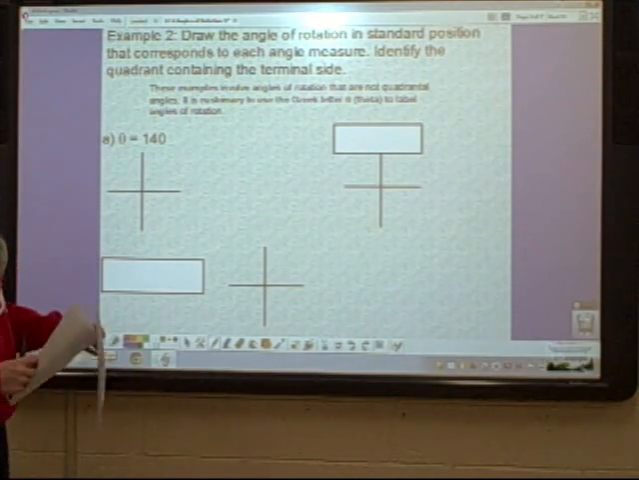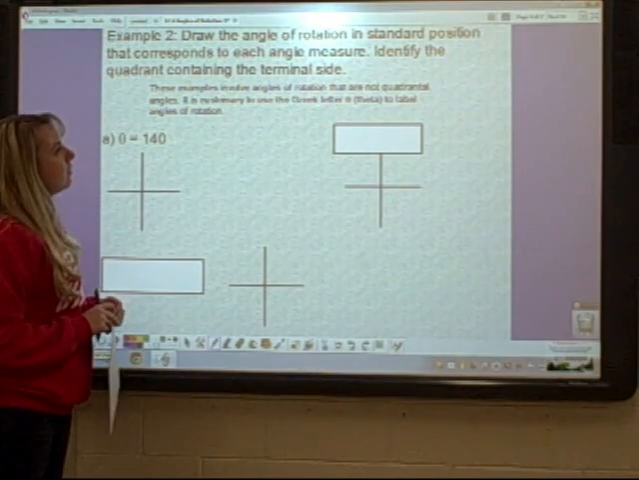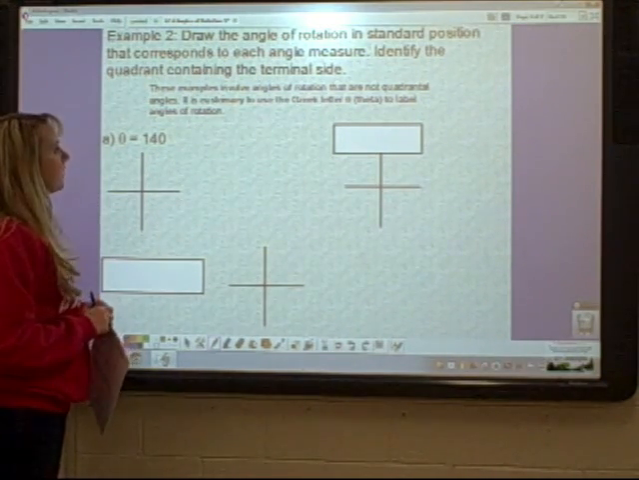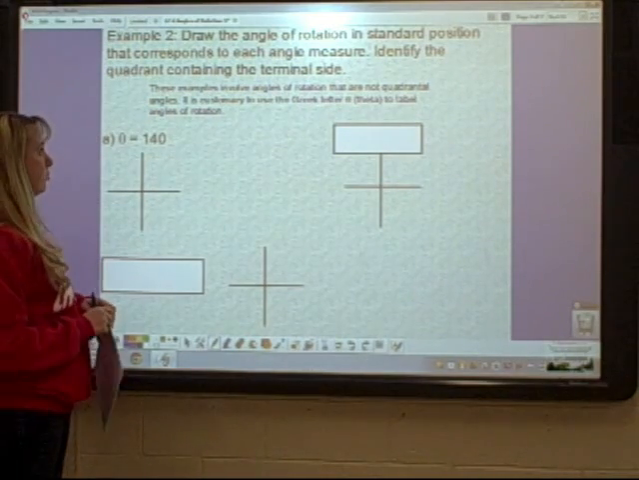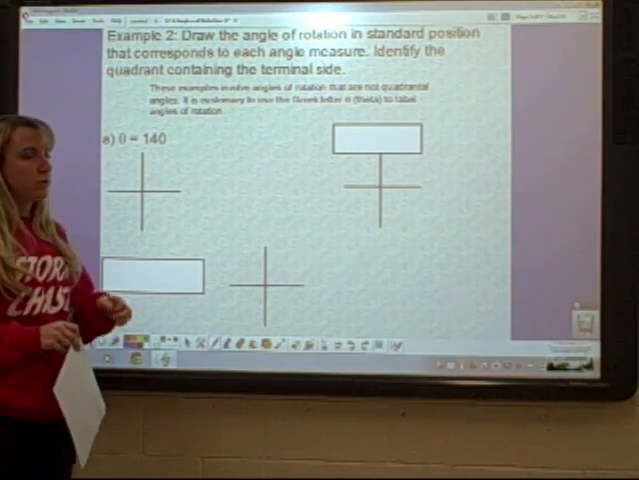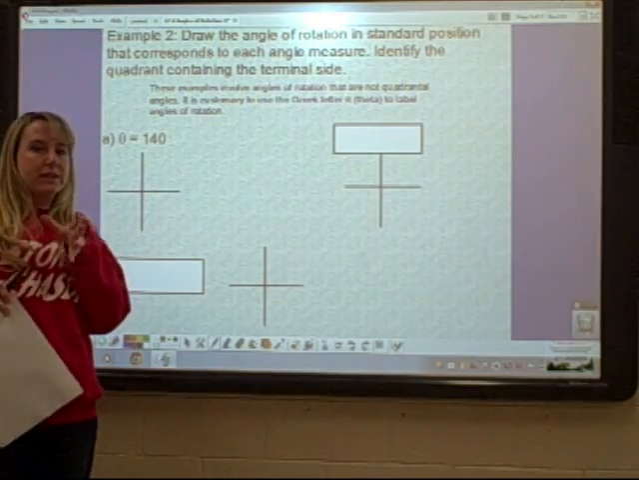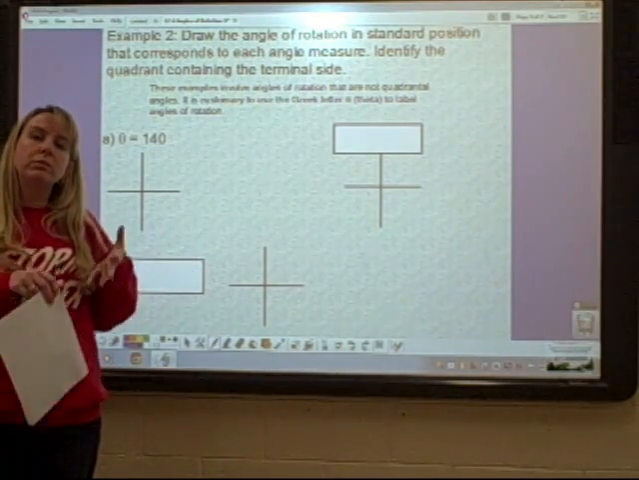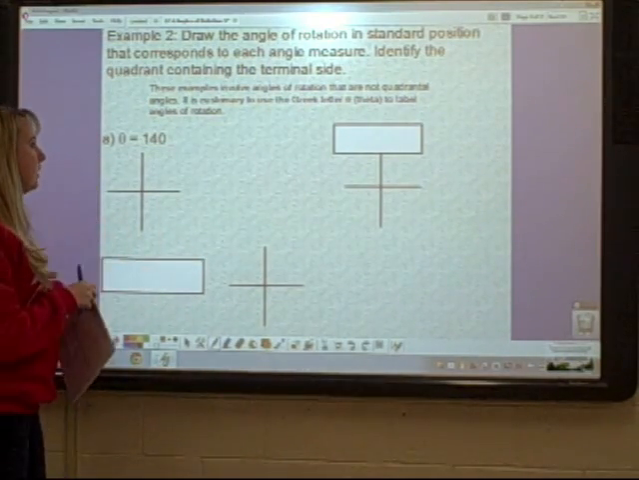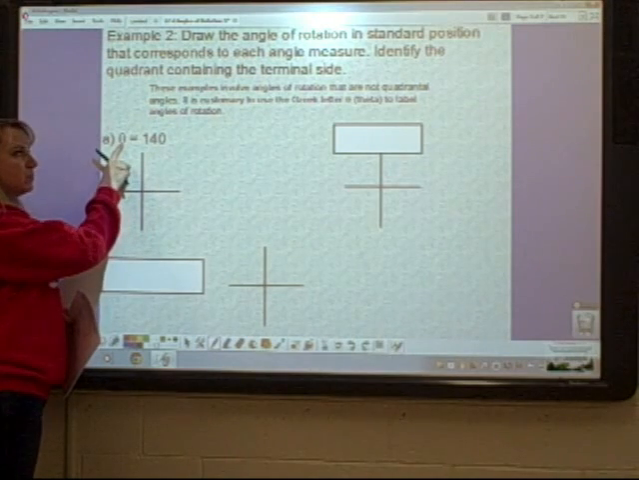Of examples. It says, draw the angle of rotation in standard position that corresponds to each angle measure. Identify the quadrant containing the terminal side. So, same idea, just a little bit more with terminology. Right here, this is what a theta looks like.